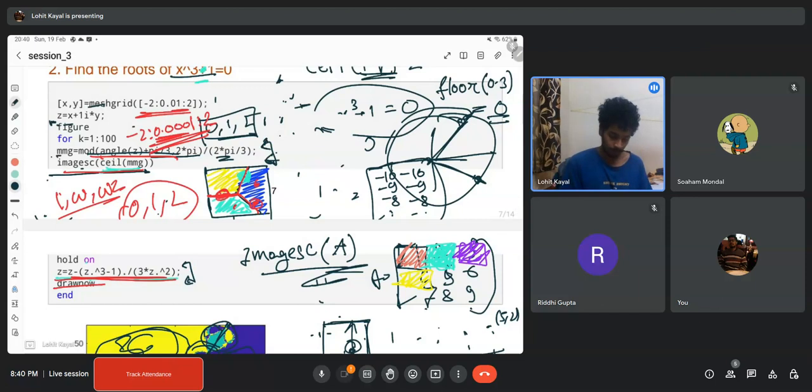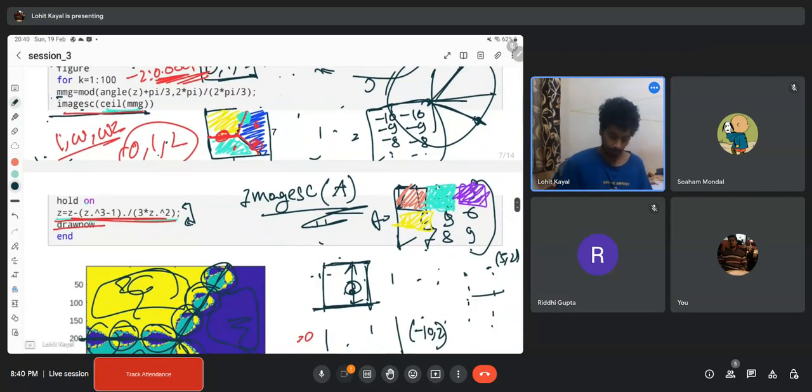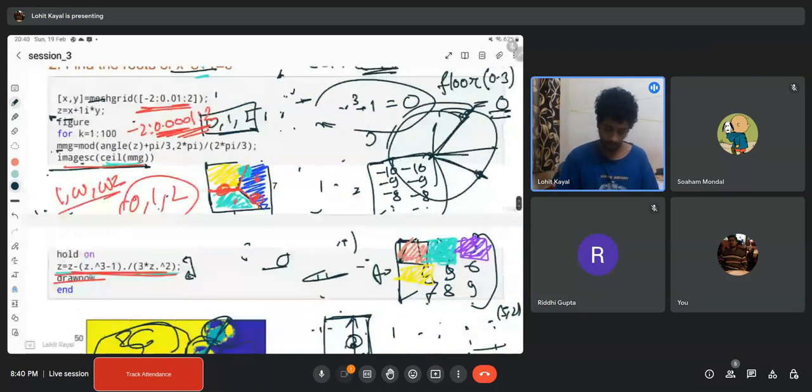You can modify it as you wish. If you wish, you can try it. One thing is that imagesc doesn't work on a complex function. This is the main problem. So you cannot just write imagesc of Z. You have to write at least something like imagesc of abs of Z, the absolute of Z.